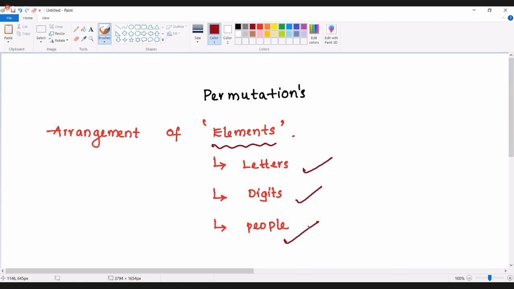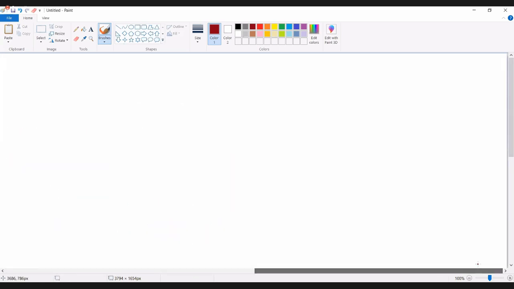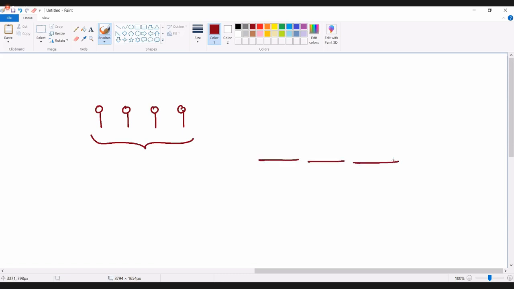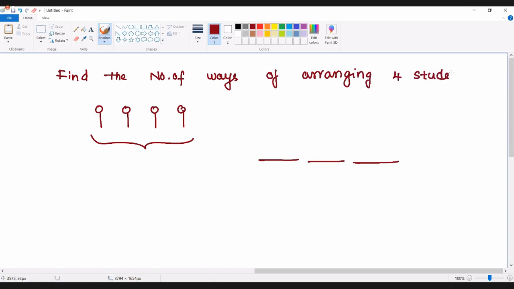When we are doing the arrangement, for example, let's assume I have four students here. I want to arrange these four students in a three-seated bench. In how many ways can I arrange them? So the question here is to find the number of ways of arranging four students in a three-seated bench. If you observe, the first seat can be occupied by any one of these four members.